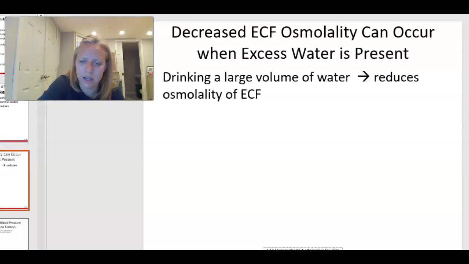If we decrease our osmolality, here's an example of what might happen in this situation. You drink a lot of water really quickly, or you're just drinking a huge volume of water. This will reduce the osmolality of our ECF. And so therefore, that would decrease our thirst and ADH secretion.